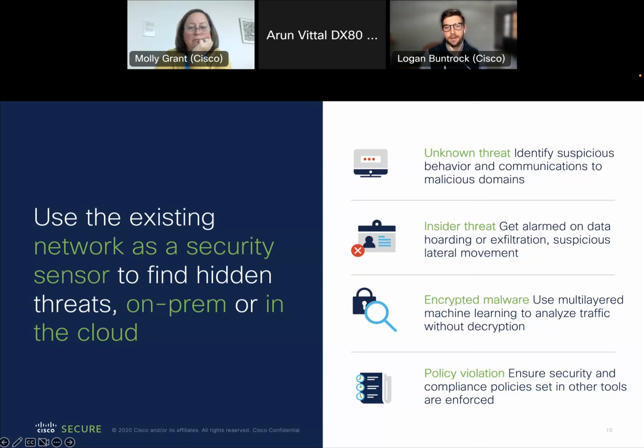You can spot things on the network that weren't seen on other devices. And there's a whole cool set of features I'll talk about in a second that Cisco provides from the Cisco network that enable this detection.